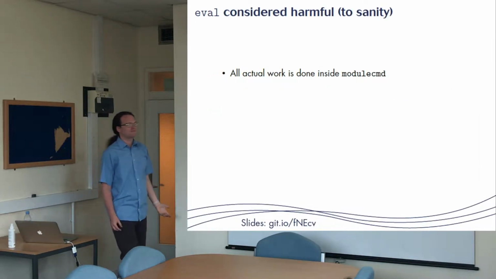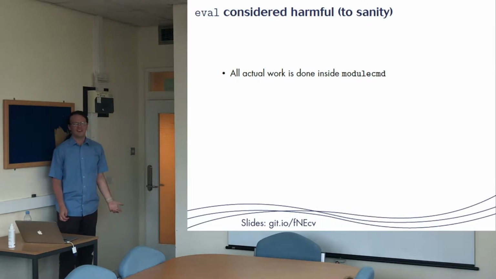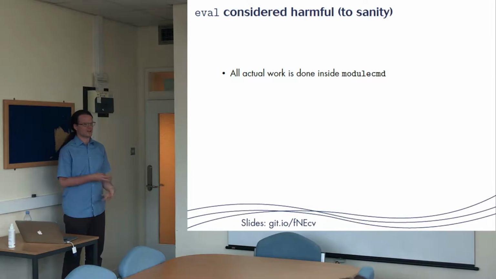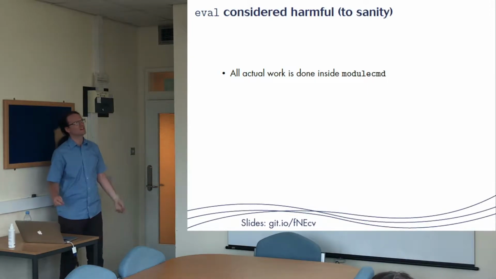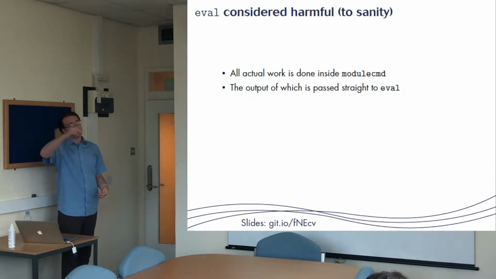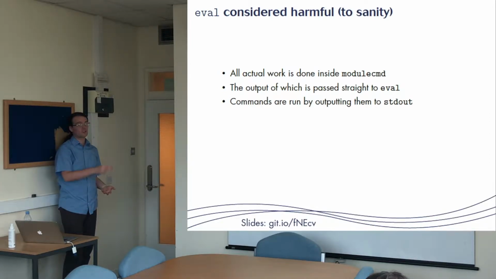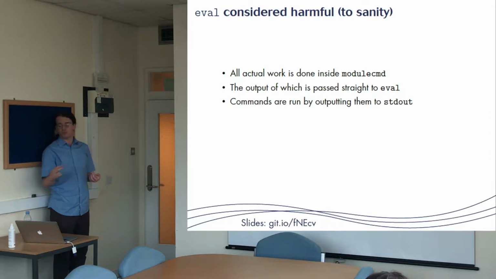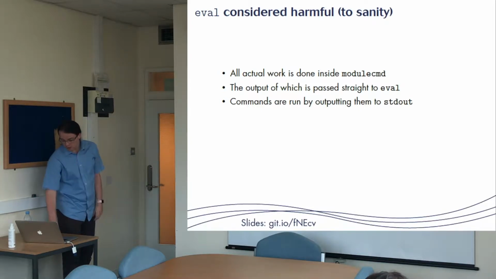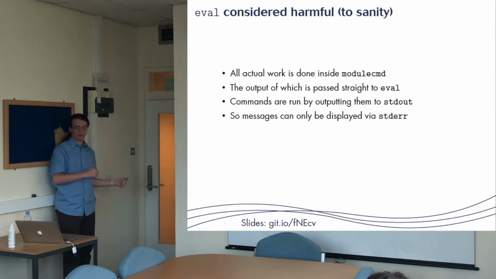This is where your brain starts to melt slightly. Everything is just being done by this huge hackery involving eval. All the actual work is done inside module CMD. The output of module CMD is then passed straight into eval, which runs in the current shell, and then commands run by outputting to standard out, which means eval runs them. So that means if you want to display any output the user can read, it has to go to standard error.